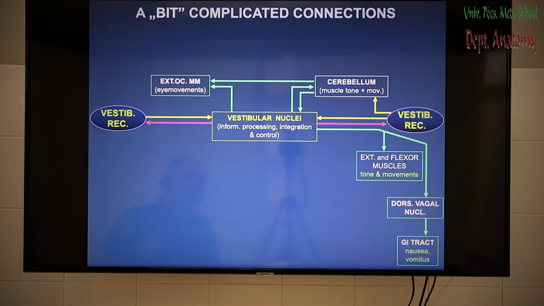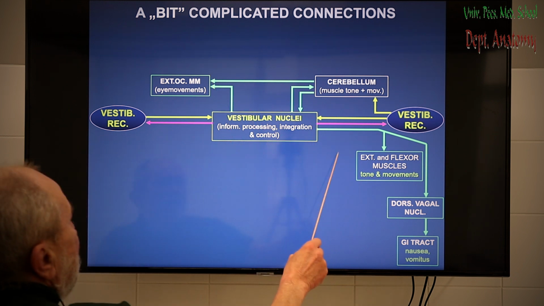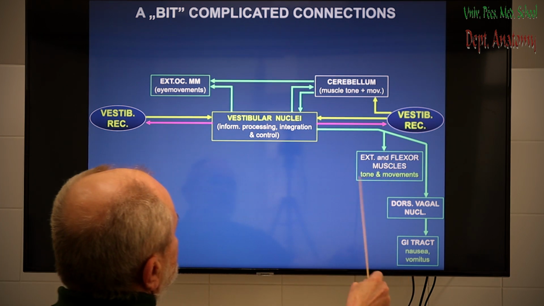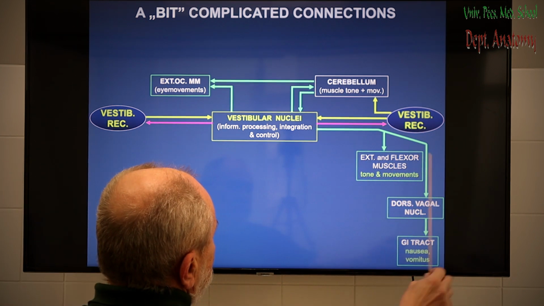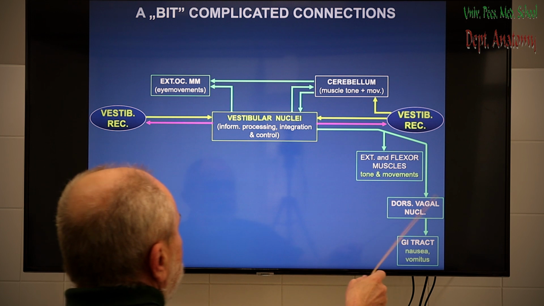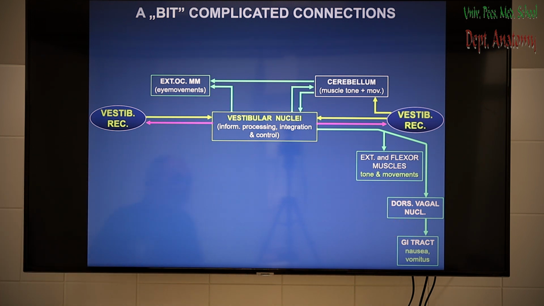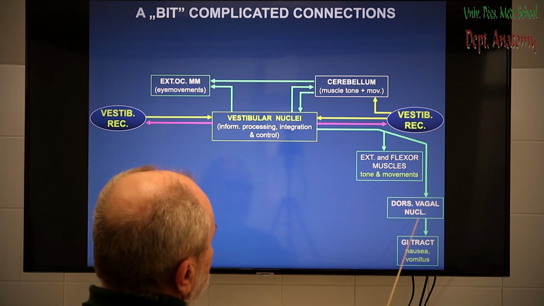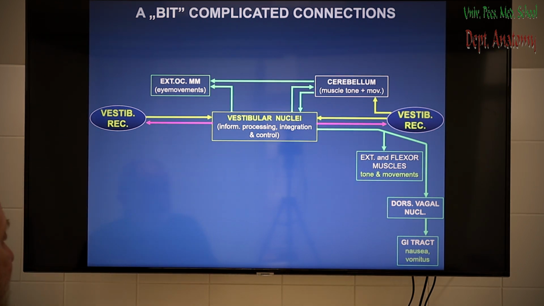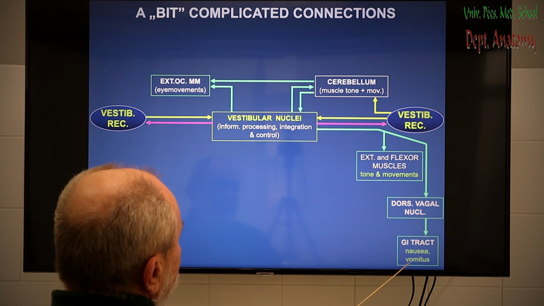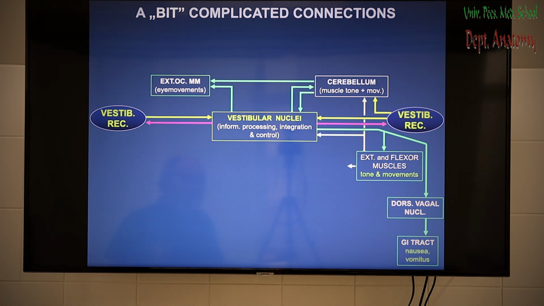So looking at the way of information from the vestibular nuclei, not going up, going down to the spinal cord, extensor and flexor muscles are influenced. There is a direct connection of the vestibular nucleus with the dorsal vagal nucleus, this parasympathetic nucleus of the vagus, and that is responsible for the innervation of the GI tract. So this, for example, is the anatomical base why vestibular information can result in nausea and vomiting of an individual.